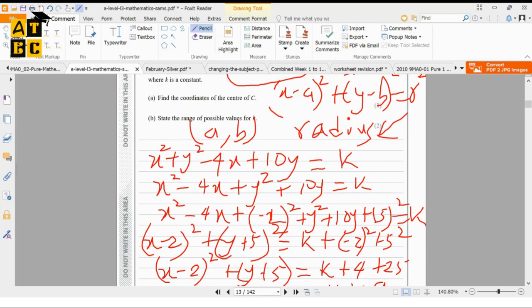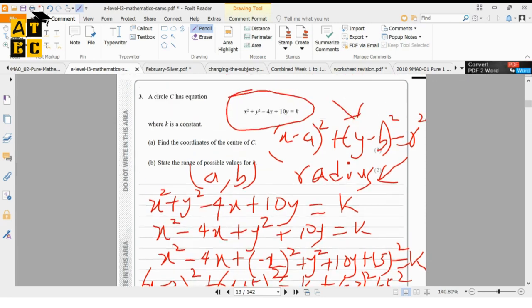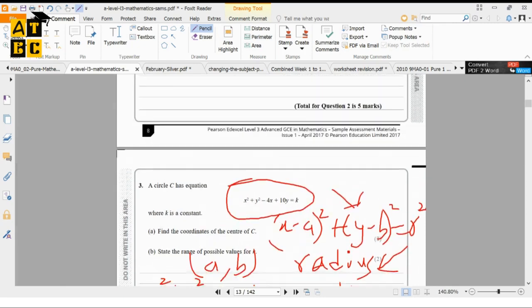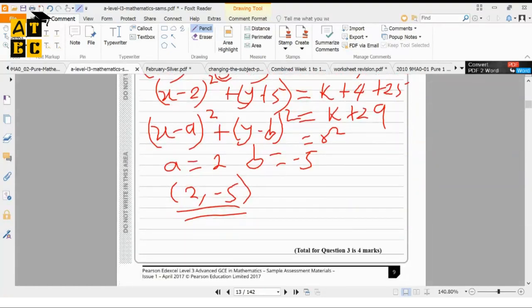Now, it says state the range of possible values for k. If you want to state the range of possible values of k, remember that we have k plus 29 here, which means that k plus 29 must definitely be greater than 0. Therefore, k will be greater than minus 29. So the possible values will be from minus 28, and it goes on and on. It could be any number in that range.